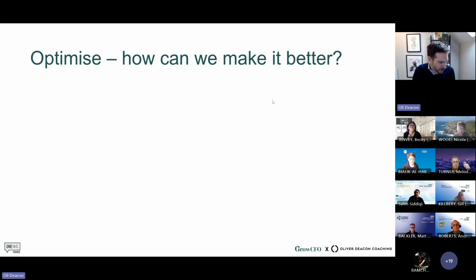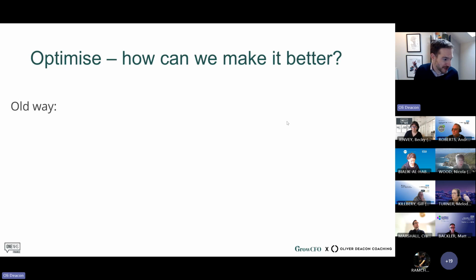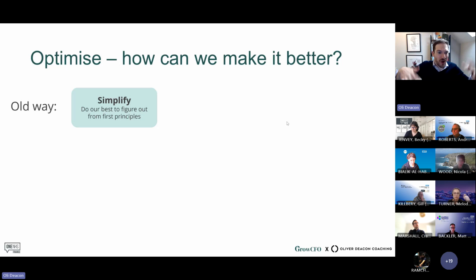So, how can we do this? How do we do the optimization piece? Here's the old way about how people used to optimize their processes. They would do our best to figure out from first principles, why is this process not working very well? They draw it out or write it down or do something and sort of be like, this is kind of the process, how it works today.